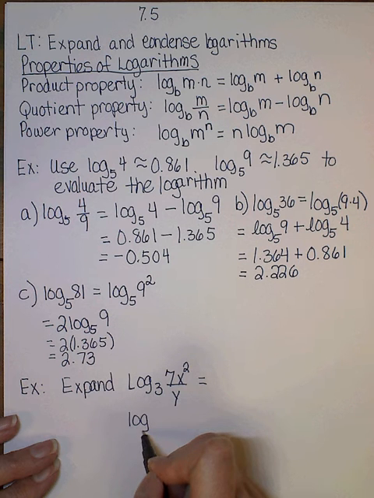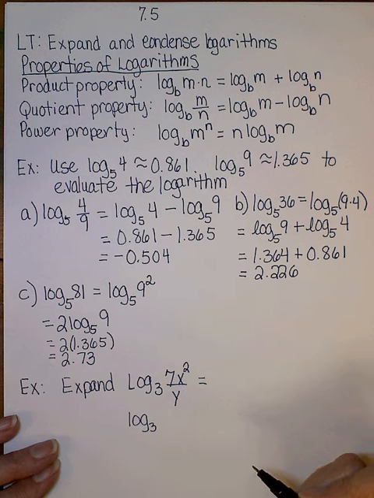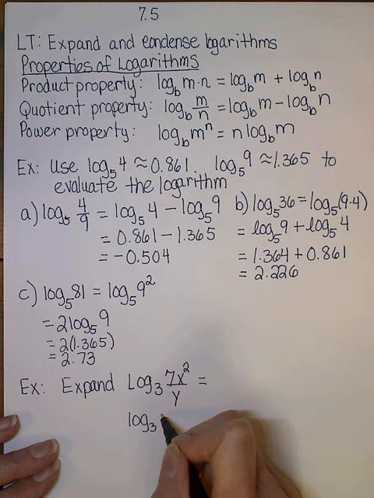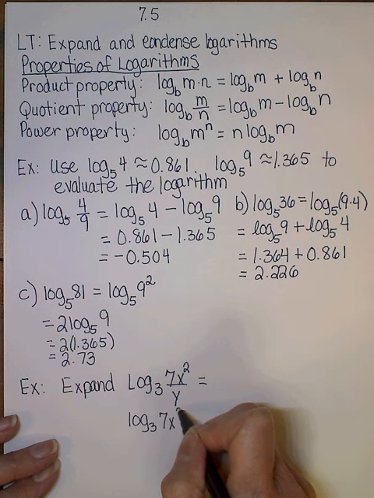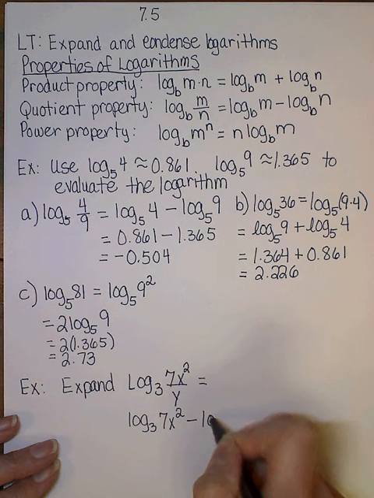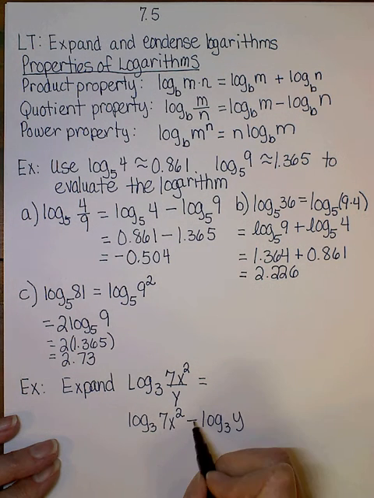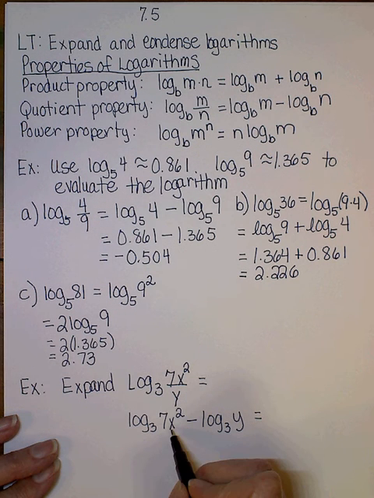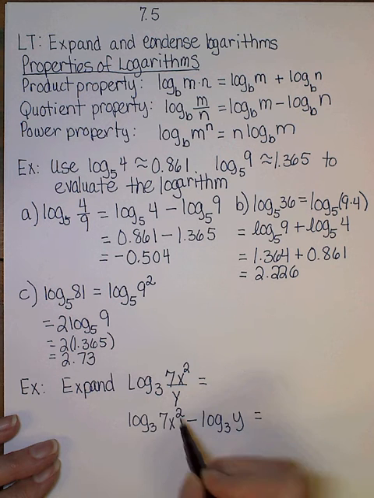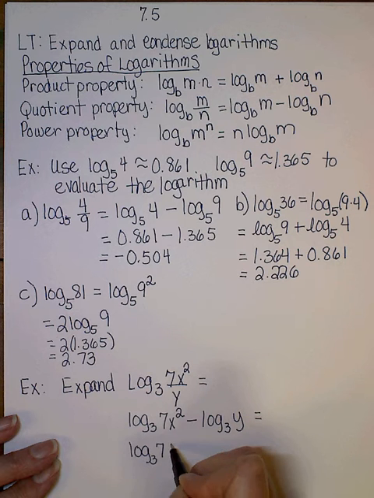So when we expand, we're going to write log base 3 in front of 3 different terms by the time we get to the end. But first, we're going to do the division part. And this would be log base 3 of 7x squared minus the log base 3 of y, because anything in the denominator is going to have a minus sign in front of it. Now these two have multiplication. So we need to expand those out with addition.